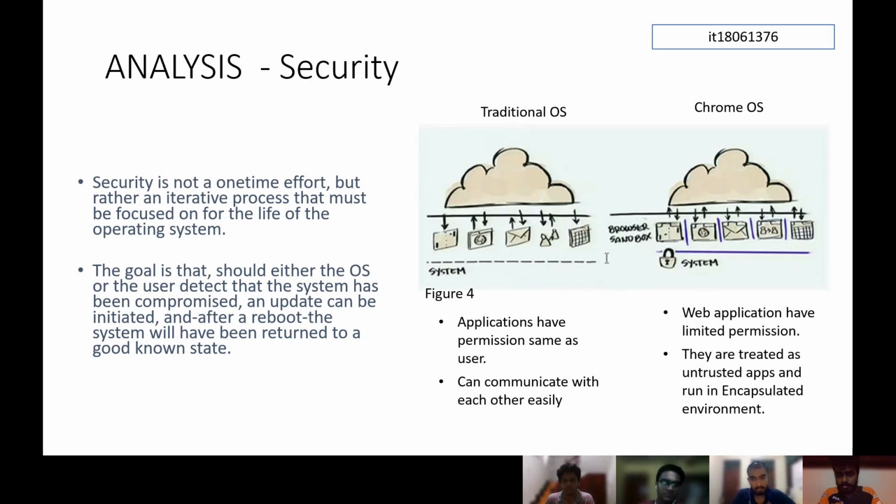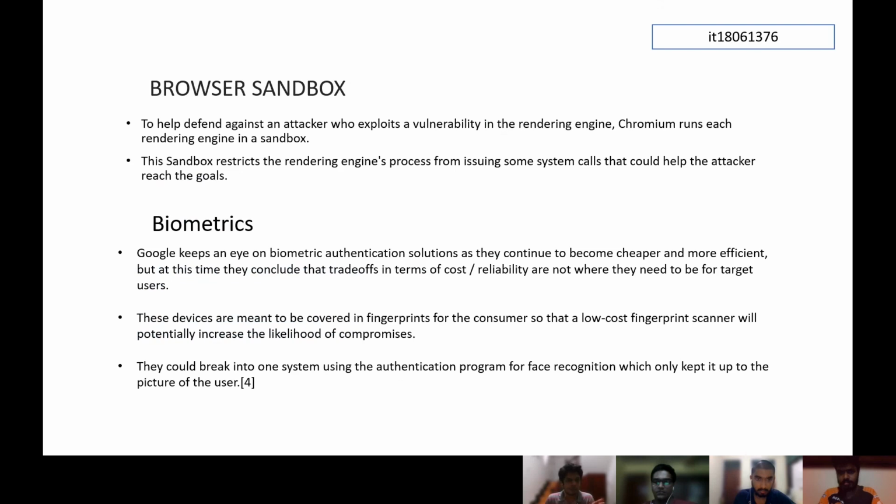So whenever an app runs, it is taken into an encapsulated environment, more like a sandbox, and they are treated as untrusted apps every time. And there is the browser sandbox feature which the Chrome operating system offers. This helps defend against an attacker who exploits a vulnerability in the rendering engine. Chromium runs each rendering engine in a sandbox. The sandbox restricts the rendering engine's process from issuing some system calls that could help the attacker reach their goals. So this is quite similar to what was explained before.